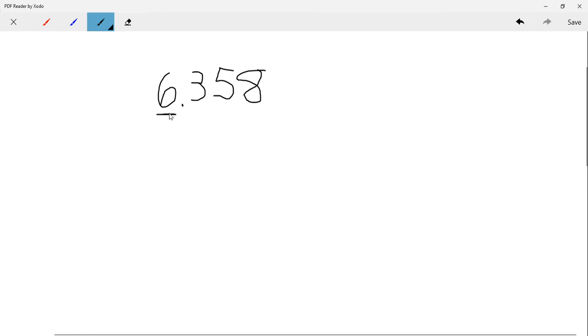So I always underline the place value that I'm rounding to, and then I hop one place value to the right. And if that digit is from 0 to 4, it stays the same. Okay, this number will stay the same. And 5 through 9, we plus 1. So since this is a 3, that means that this 6 stays the same.